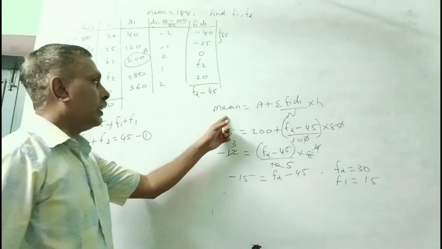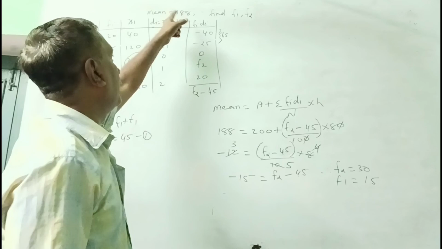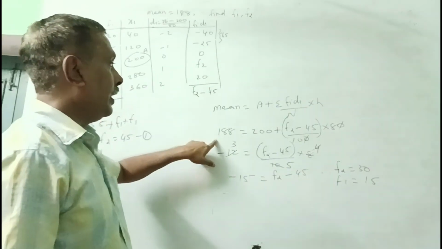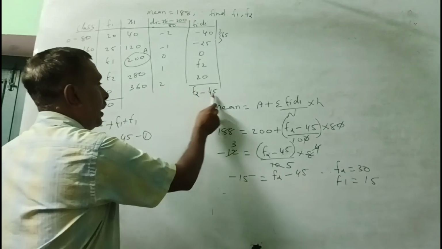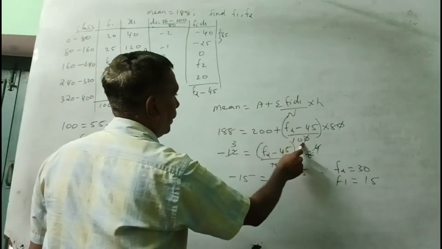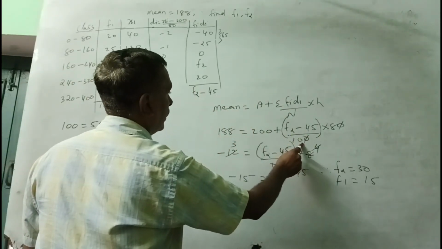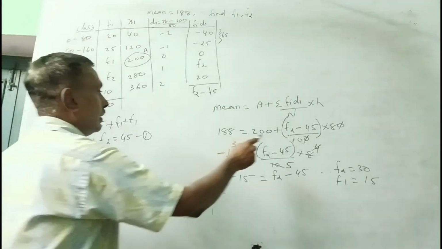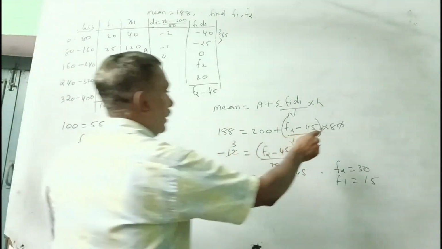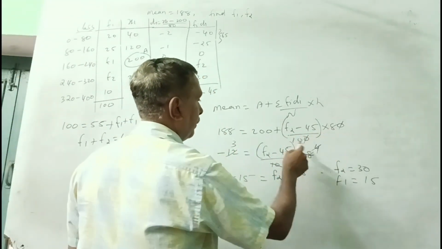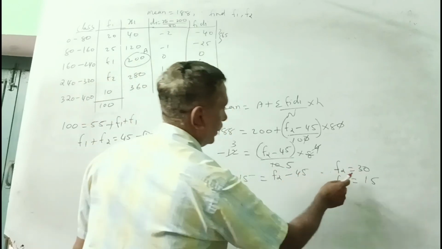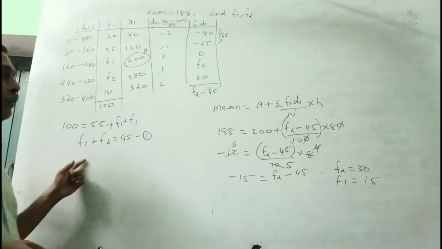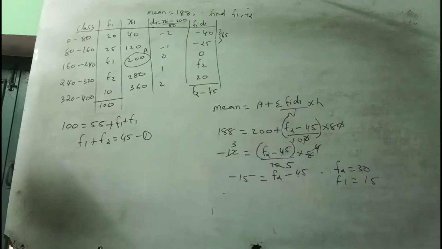Now I am using that mean formula here. Mean is given as 188. A is 200. Everything substituted, total. This is f2 minus 45 divided by 100. This 100 is the total frequency, into 80. Simplifying, calculating, you will get f2 is equal to 30. Using this f2 here, you will get f1 is equal to 15.